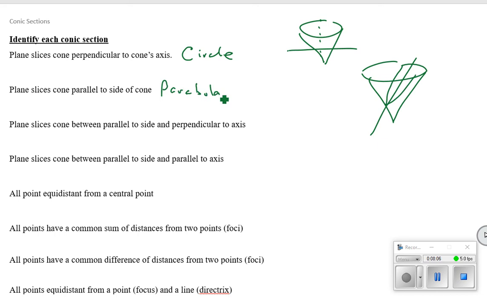The plane slices the cone between parallel and perpendicular to the axis. That's the ellipse, which is not a circle. Some ellipses can be circles, but that's the ellipse that's not a circle. The plane slices the cone between parallel to the side and parallel to the axis. On the outside of that, that's the hyperbola.